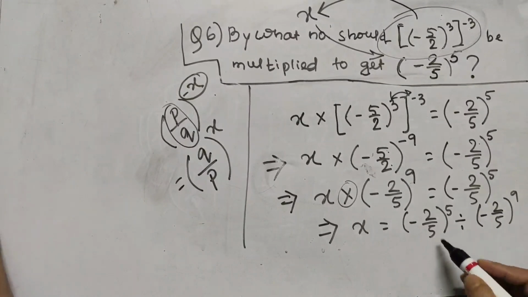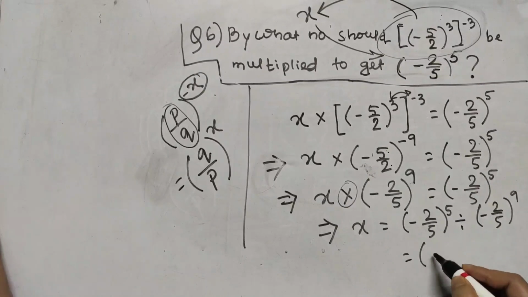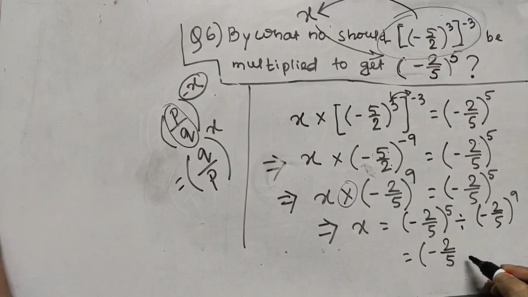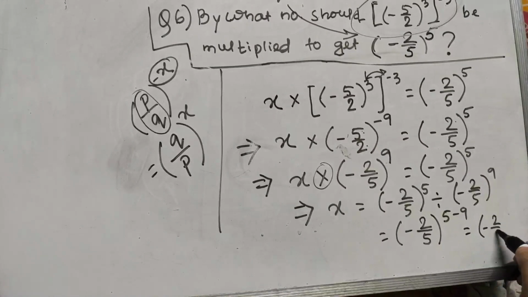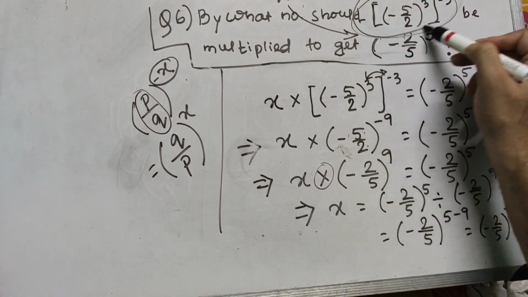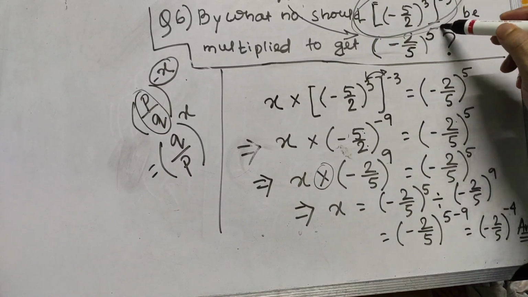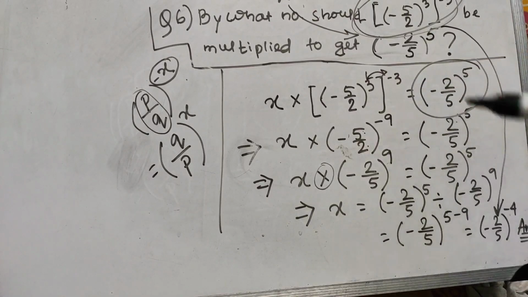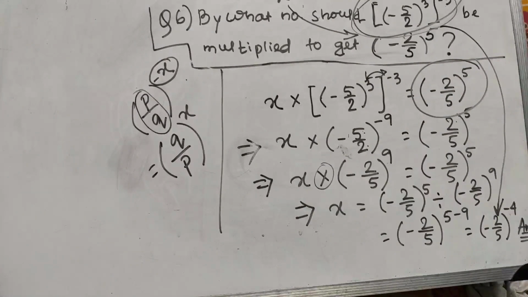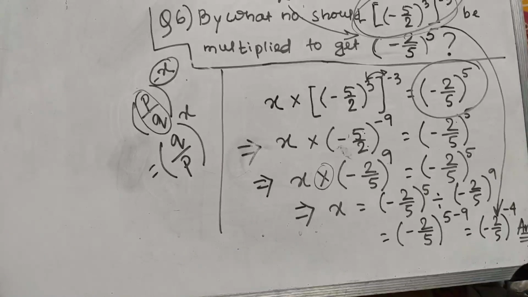Now, as we have the base equal, we have minus 2 by 5 to the power 5 minus 9. So finally what do we get? We get minus 2 by 5 to the power minus 4. Yeah, this is your answer. That means this number must be multiplied by this number in order to get this number. I hope you have understood. Let's do the next one.